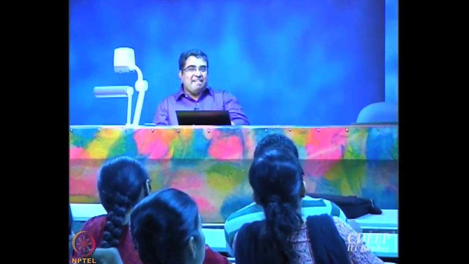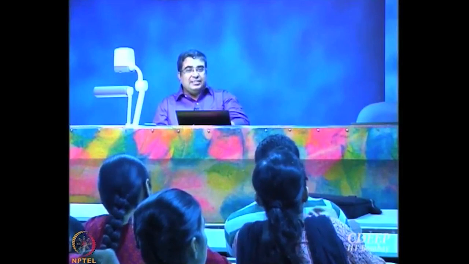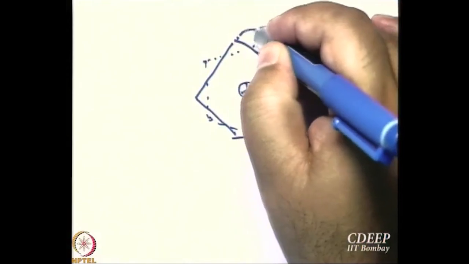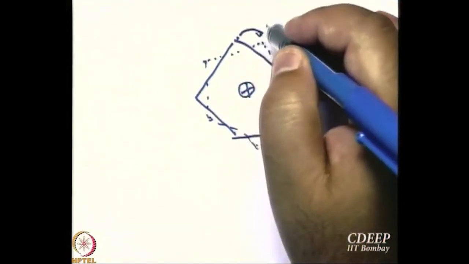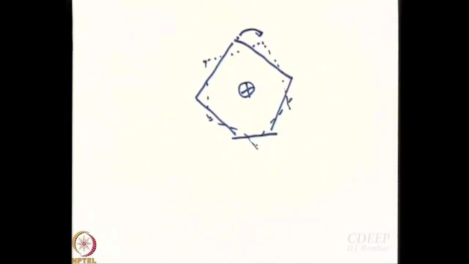S10. Yeah, the C5 axis of symmetry is also an S10 axis of symmetry, right? Because then this carbon atom will come here and then get reflected upon this, okay? Other than that, any simple axis of symmetry.